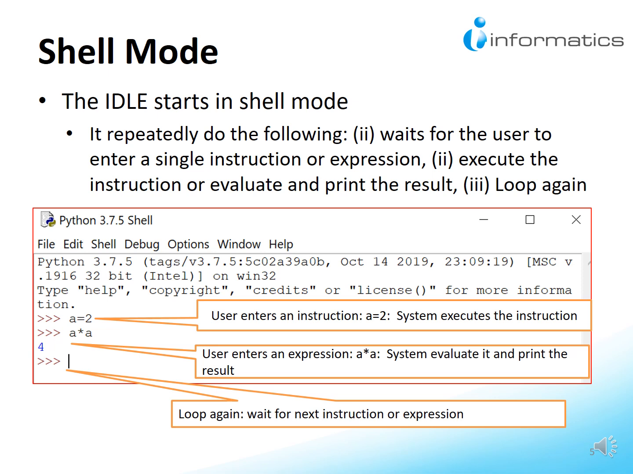So here is an example of using the Python shell. In other words, using the Python interpreter in shell mode. So you enter a equal to 2, which is an instruction. Python executes it immediately and stores 2 in a variable called a. Then next, you issue another expression, a times a. Then Python internally evaluates a times a, which is 4, and then prints the result. And then it loops again.